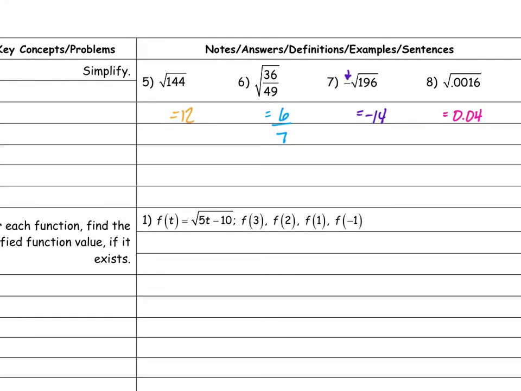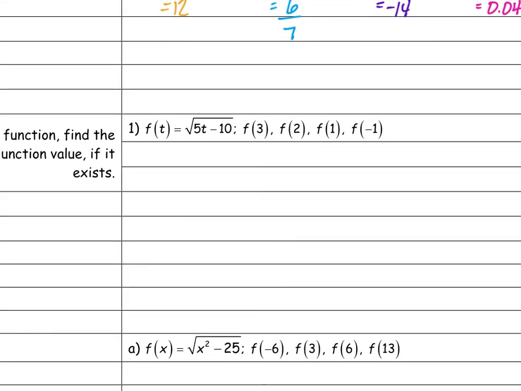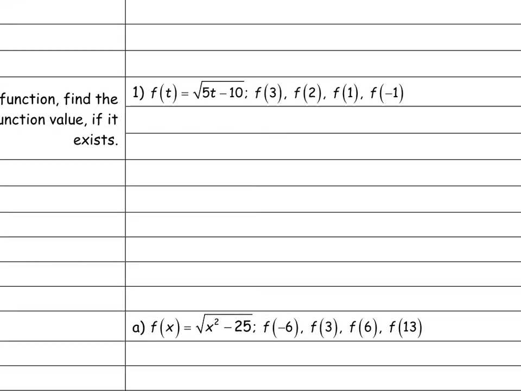Okay, so now we're going to do something slightly harder. Not really. For each function, find the specified function value if it exists. So basically we have 4 different things we're going to find. I have f of t equals the square root of 5t minus 10. And they just want us to find f of 3. So we're going to find f of 3 first.